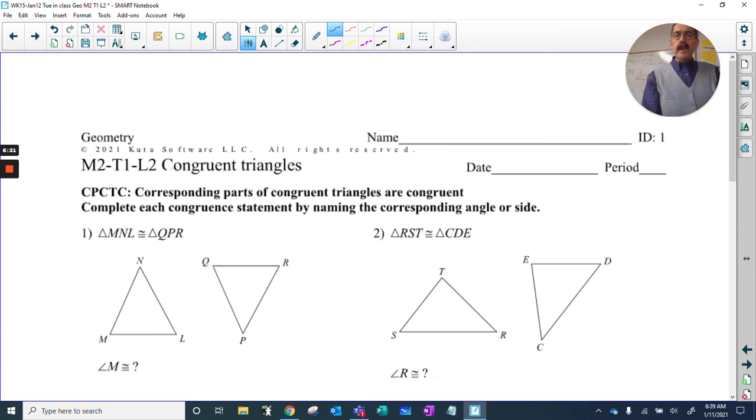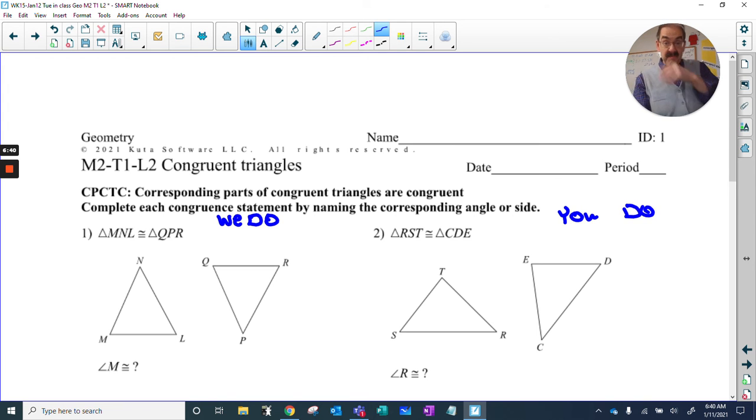All right. The corresponding parts of corresponding triangles are congruent. Complete each congruent statement by naming the corresponding angle or side. Okay, so we do, you do. Okay? All right.